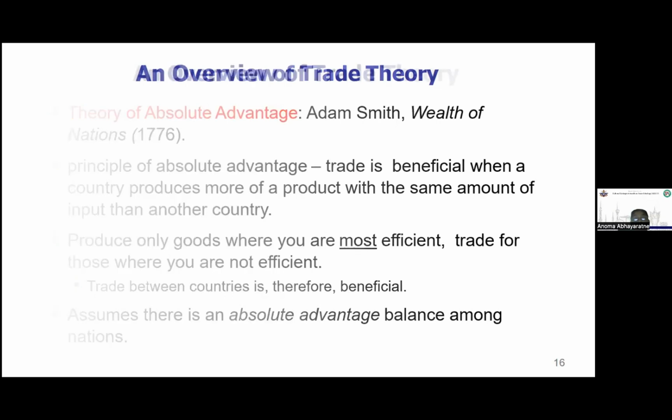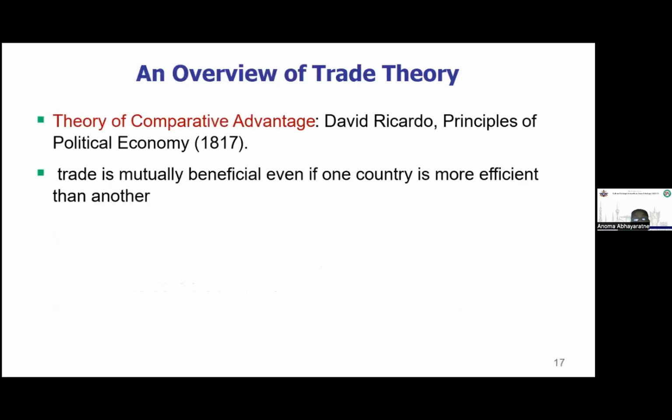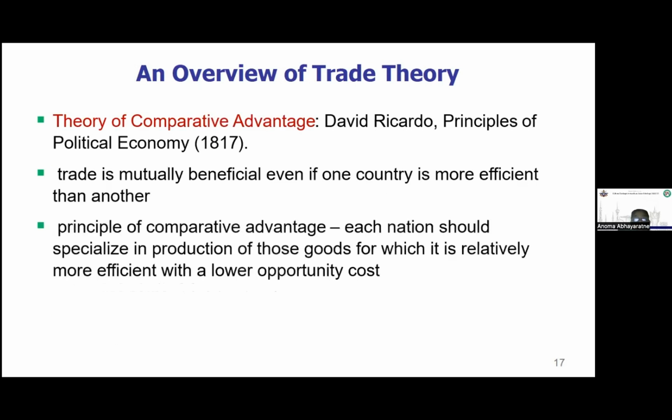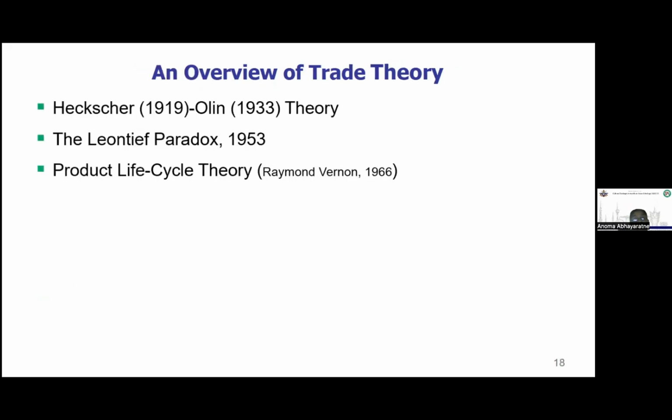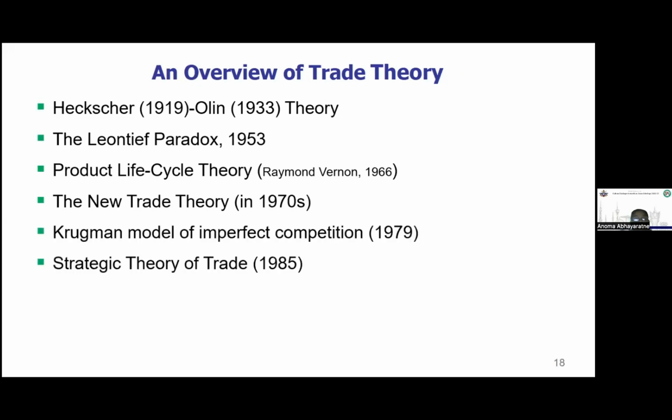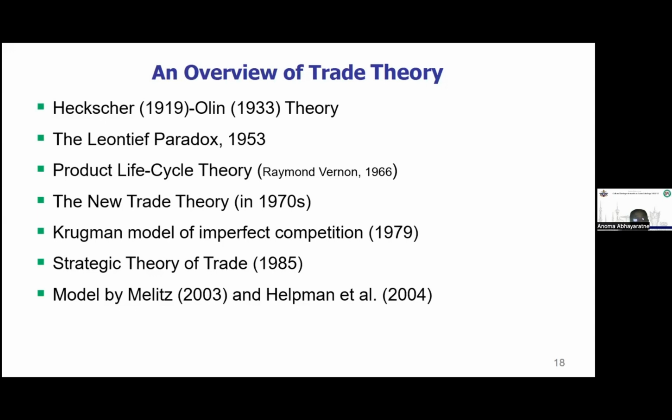There's another theory we call the theory of comparative advantage. It says trade is mutually beneficial. That is, it is beneficial for all the countries participating in trade, even if one country is more efficient than another. That principle says each country should specialize in production of the goods for which it is relatively more efficient, with the lower opportunity cost. There are many trade theories. I have listed them.